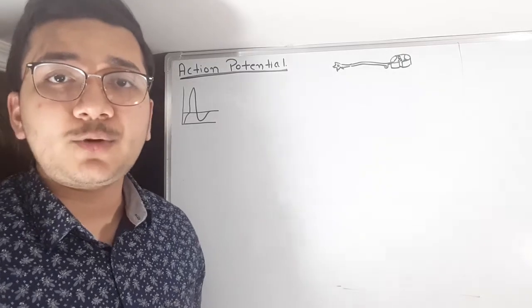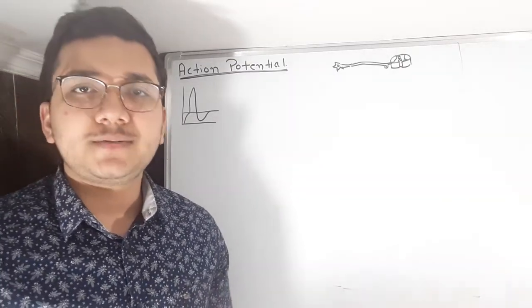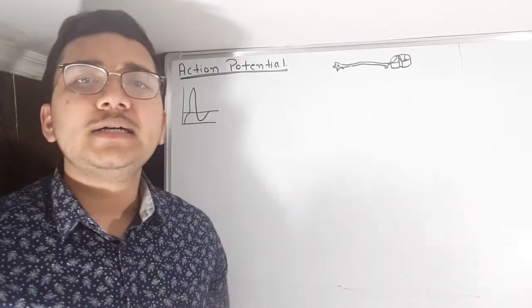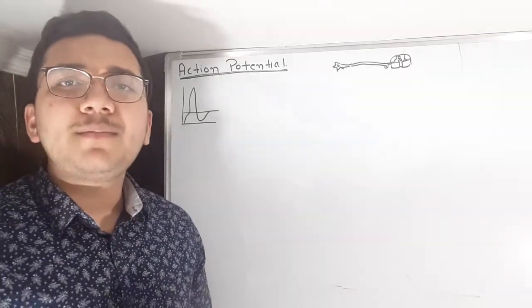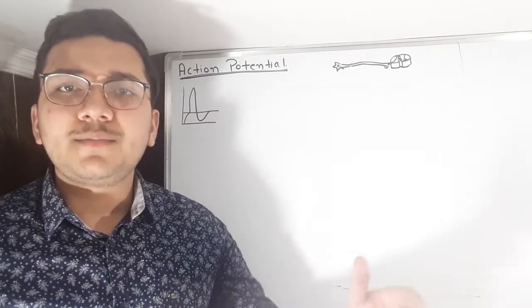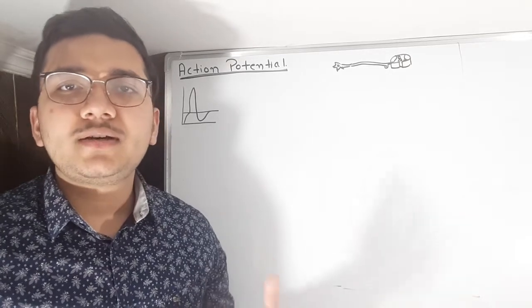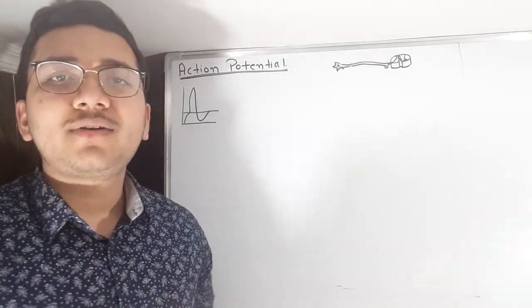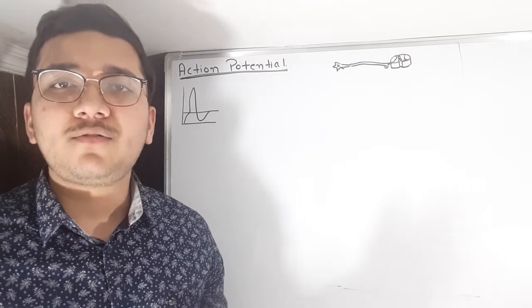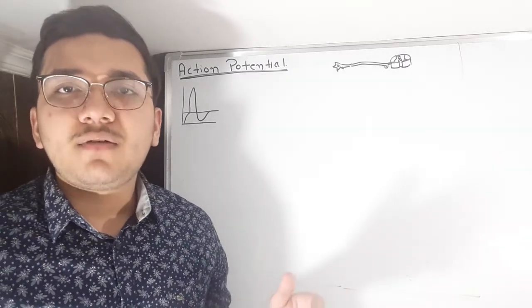What is an action potential? The action potential is the electrochemical fluctuation that sweeps over the membrane of the axon, or we can say the membrane of our neuron, through which the electric current is transmitted in the form of an electric impulse, and the signal is transmitted to our spinal cord.